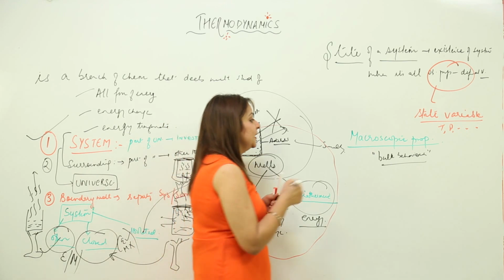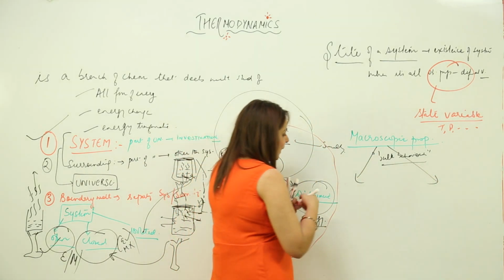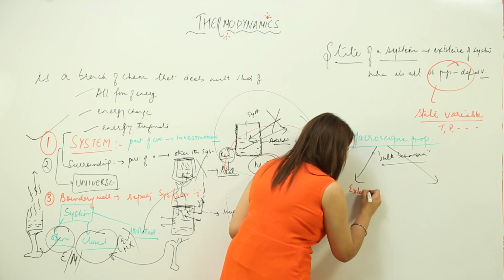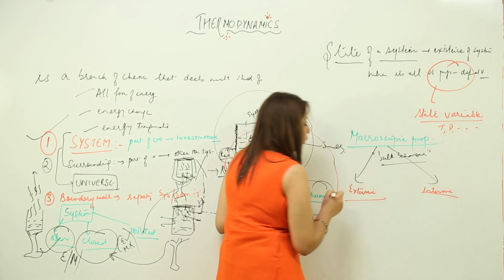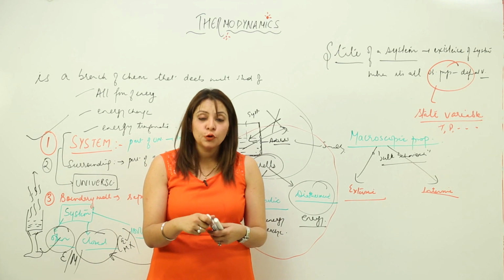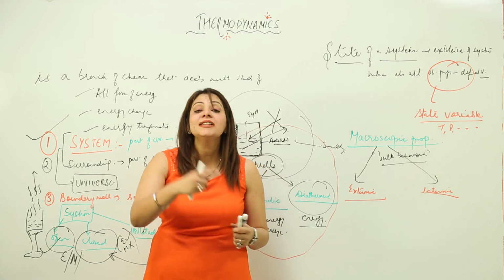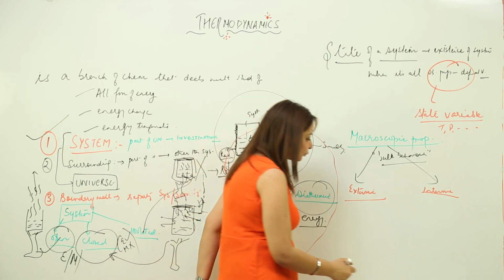These macroscopic properties are classified into two categories. One is the extensive property, the other is the intensive property. A macroscopic property can be extensive and a macroscopic property can be intensive. Now what is the difference between them? I am just going to explain the difference with an example.